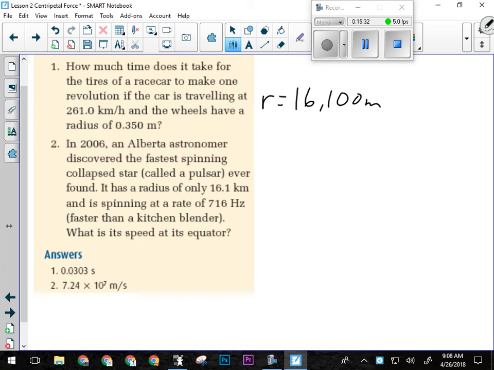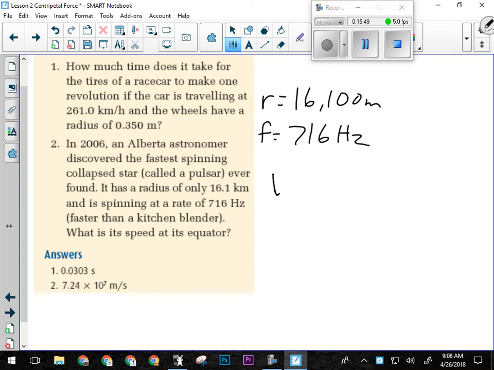Okay, now remember, this is a collapsed star. It's also incredibly massive. Okay, and it spins around really, really fast. They're one of the freakish things that's out there in the universe. Okay, so we know the frequency then is 716 hertz. What is the speed of it at its equator?